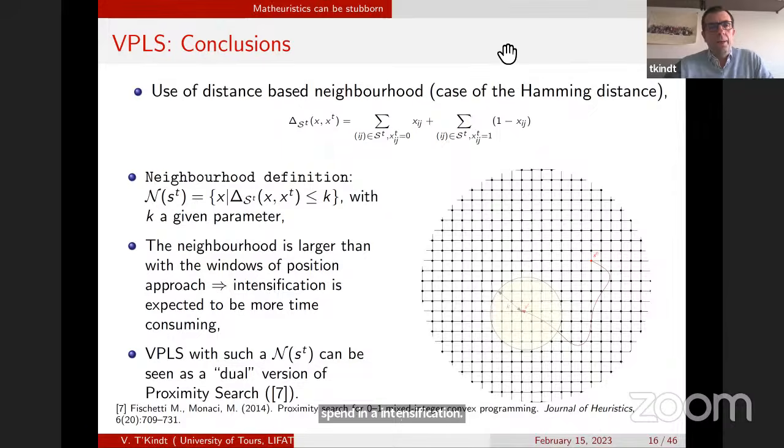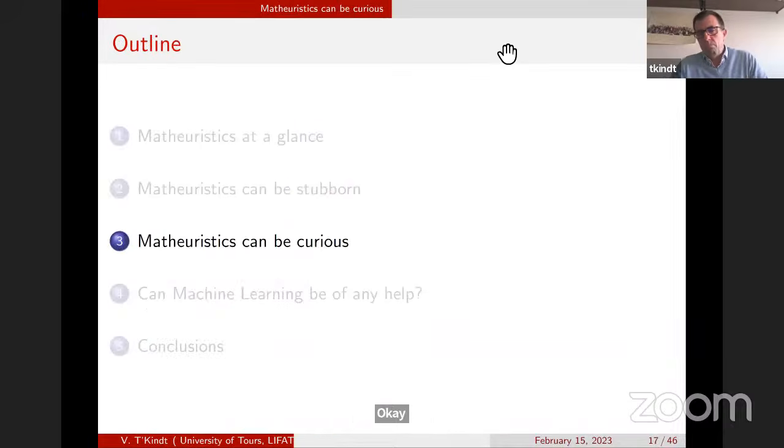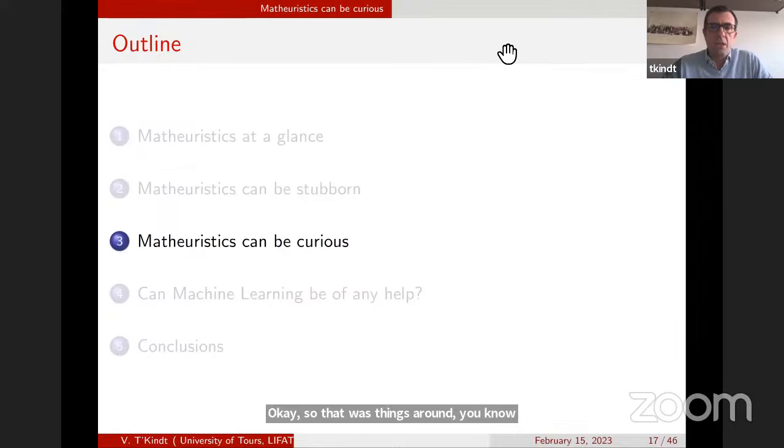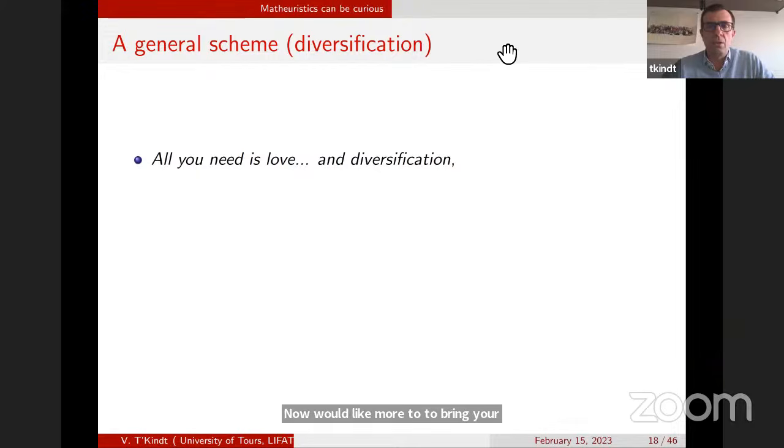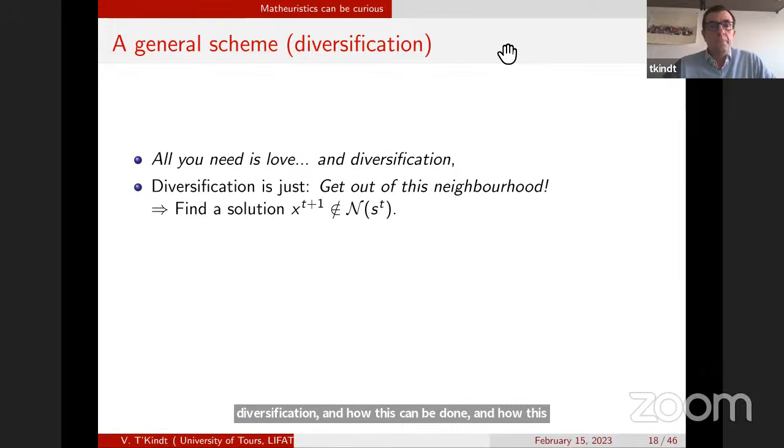Okay, so that was things around intensification and scheduling problems. Now I would like to bring your attention to diversification, how this can be done and how this can be efficient in a Matheuristic framework. Diversification is very simple. You are stuck in a neighborhood, so the only thing you want to do is to get out of this neighborhood and find a solution which is somewhere else in the search space.